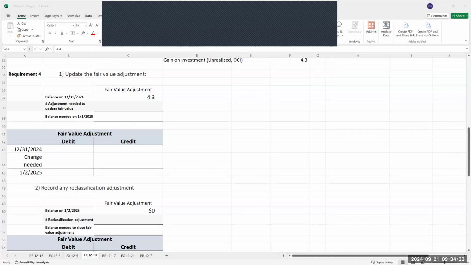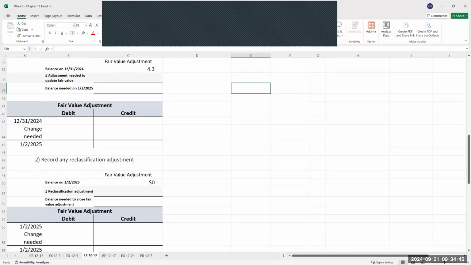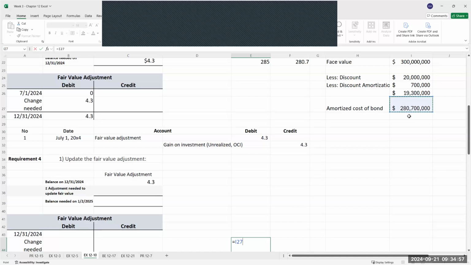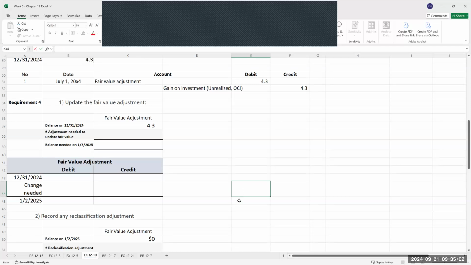All right, and now we need to factor in, well, what is the balance that is needed? So here we know we sold it for $260 million. So we need to determine... we already know the amortized cost, which we calculated earlier. The amortized cost is $280,700,000, so 280.7. And we're selling it for 260.